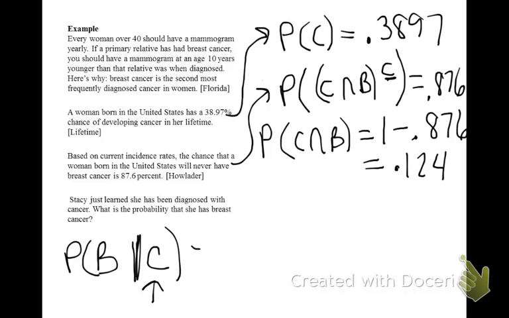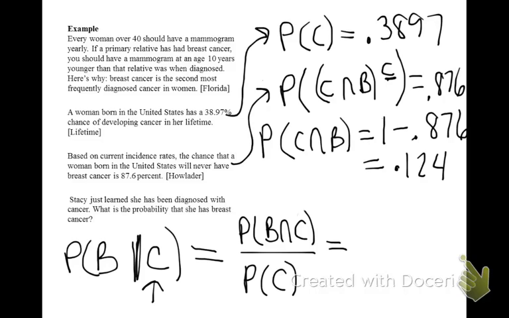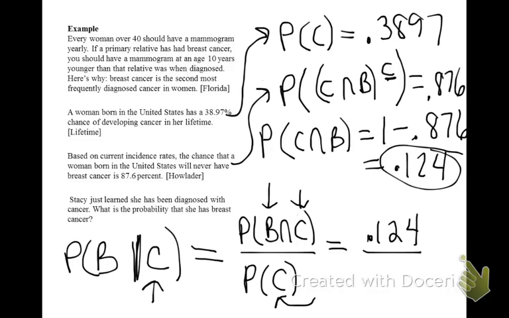We're going to apply the formula. It says form the intersection of the two events and then divide by the given event. So in the numerator, I'm basically looking for the probability the woman has cancer and that cancer is a breast cancer. Well, we already found that. That's right here, 0.124. And in the denominator, I just want to find the probability the woman will get any form of cancer in her lifetime. And that's 0.3897. So if you divide these two numbers out, you'll get back 0.318.